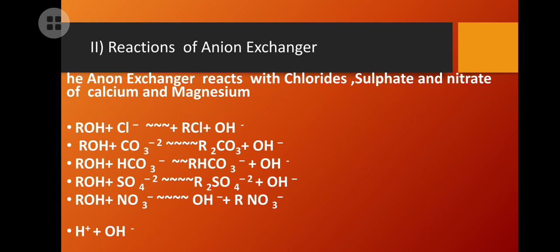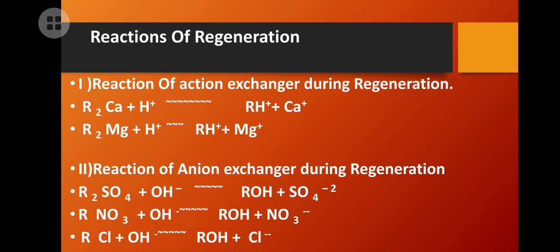Now it is known to us that from the cation exchanger H ion is released, and here in all the reactions OH ion is released. So H combines with OH and as a result water is formed. The reactions are also actually of two types. These were the reactions of softening. Now we will do the second category of reaction, which is the regeneration reaction.